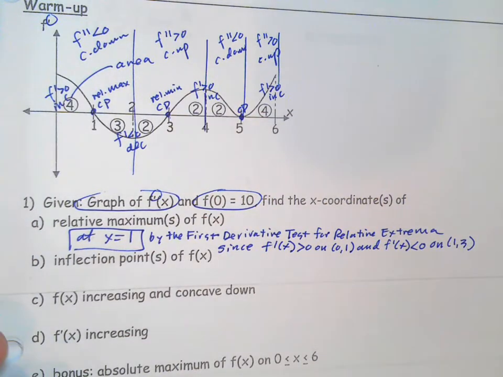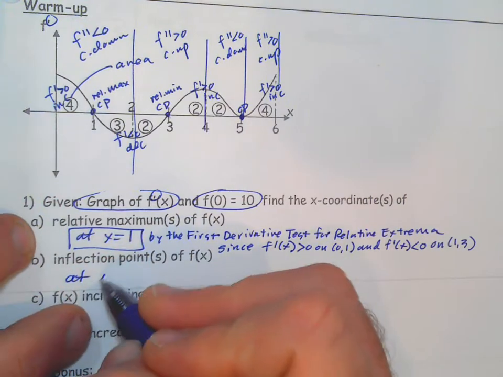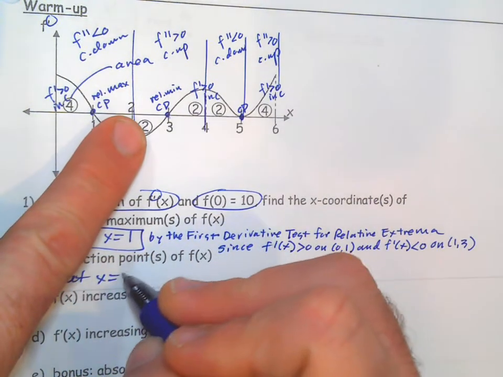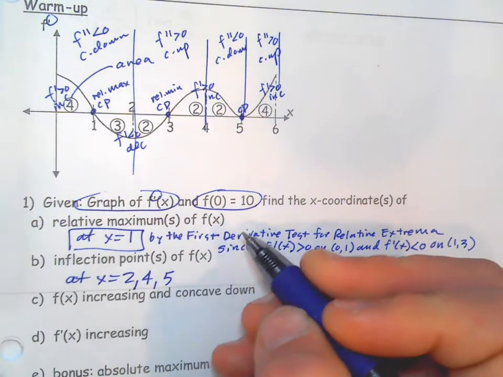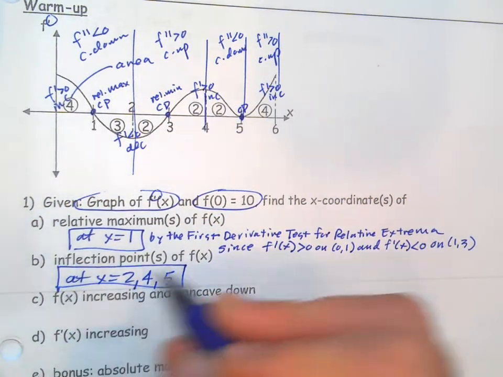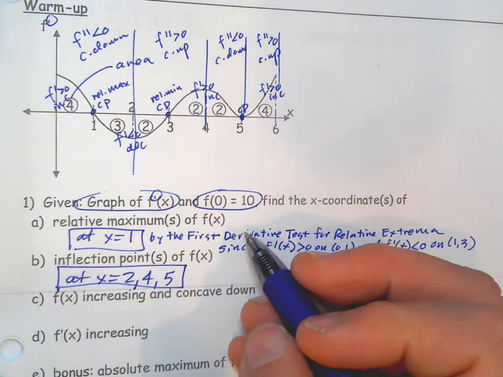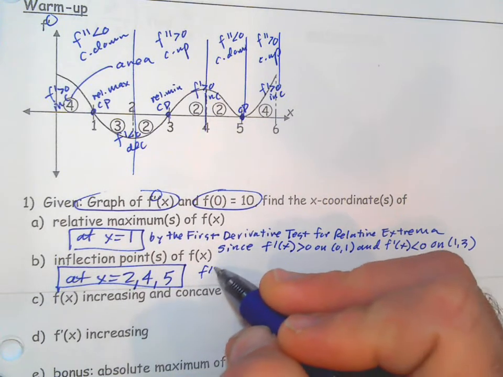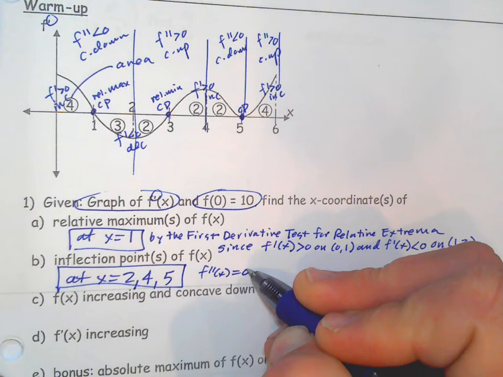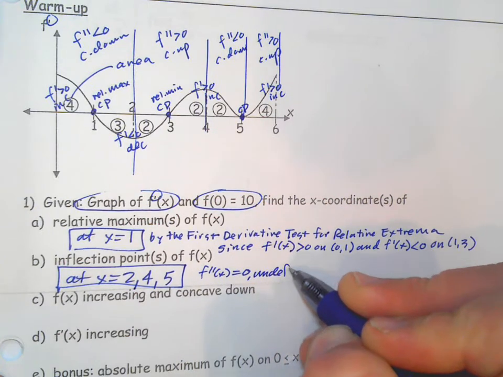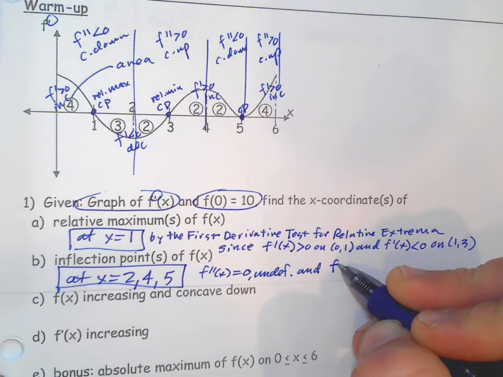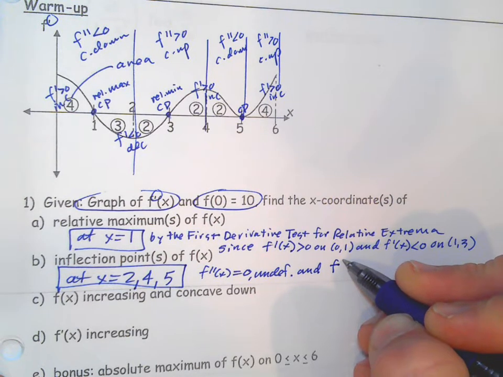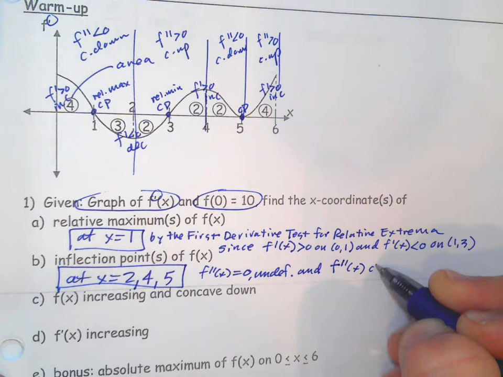Inflection points are at x equals 2, 4, and 5, because the concavity is changing, right? Because f double prime equals 0 or undefined, and f double prime changes signs.